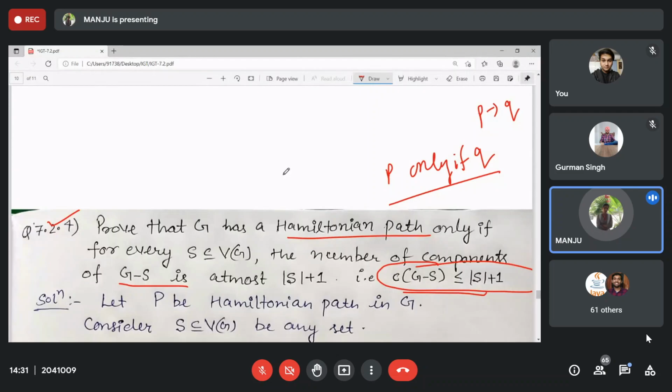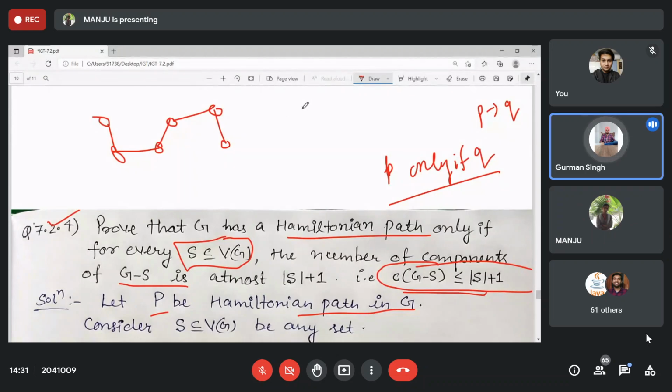See, G is having a Hamiltonian path. So suppose P is that Hamiltonian path. This is not a statement, this is a path. P is your Hamiltonian path in G. Total statement is this one. Now you can consider any general vertex set S, a subset of V(G), and we need to show this. Now, if P is the Hamiltonian path, then if we delete one vertex from here, how many components will it be having?